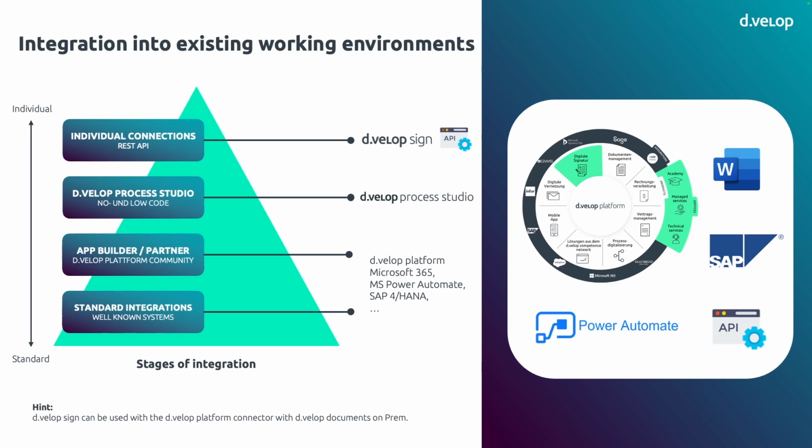At d.velop AG, we have different levels of integration. We differentiate from standard integrations to very individual interface options. Standard integrations include d.velop's own products like d.velop documents, or so-called well-known systems. These include, for example, SAP or Microsoft Word. In addition, with d.velop Process Studio we have the possibility to define and mobilize your own processes that integrate the e-signature. And as a final option, we also have the Open d.velop Sign API to deeply integrate the e-signature into your existing work environments. Depending on your use case, you can then choose a level of integration.